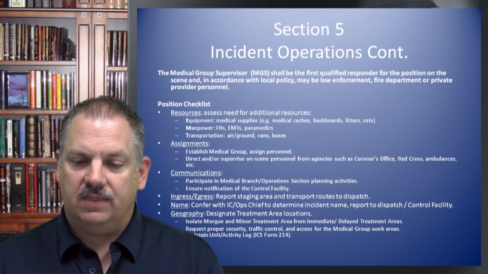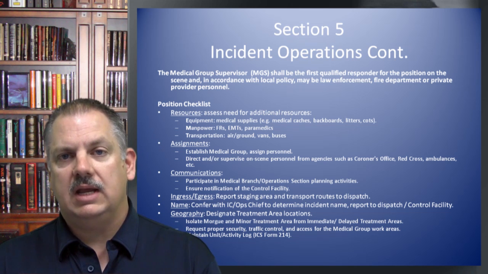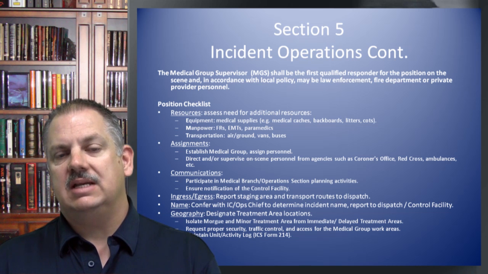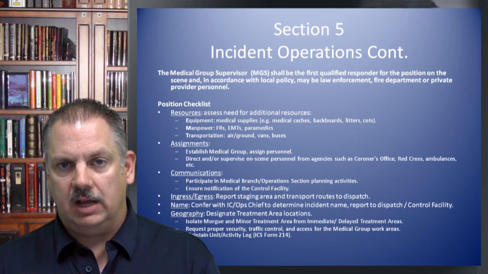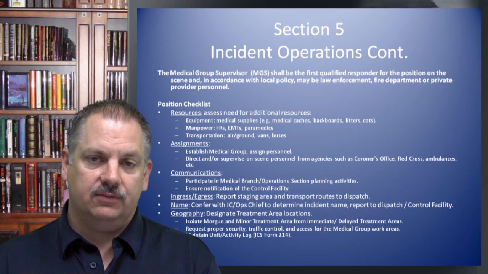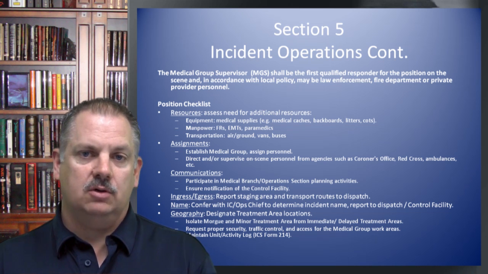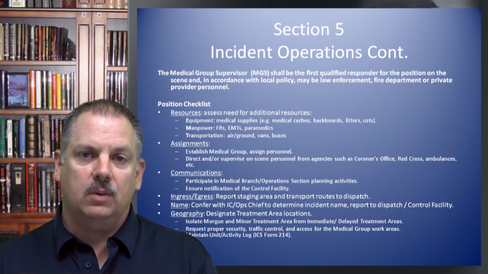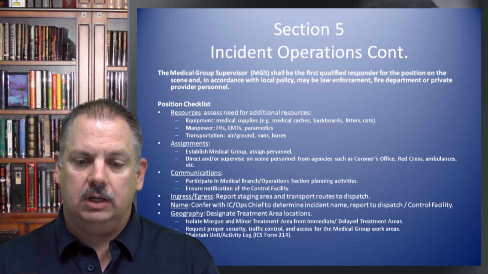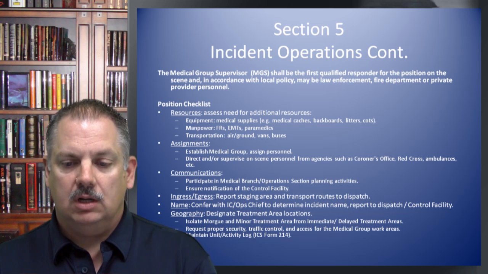The name, I talked about that. When you are communicating with the control facility, you want to use the incident name and then medical. So if you were on a freeway incident, you would be Freeway Medical talking with the control facility. So it'd be, for example, Butte Control, Freeway Medical, and that would be how you'd want to talk to them.